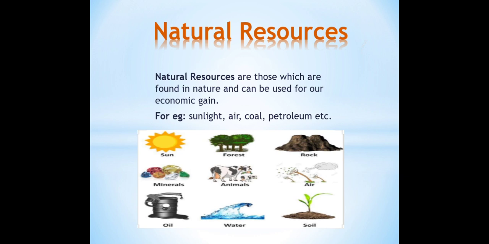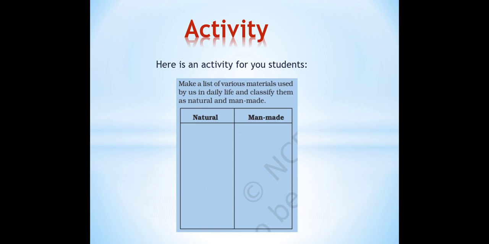Okay, students, there is an activity for you. You need to make a list of all the materials that you use in your daily life and then classify them. The things which are natural, write in the natural column, and the things which are man-made, write in the man-made column. Just do it, students, you will have fun.